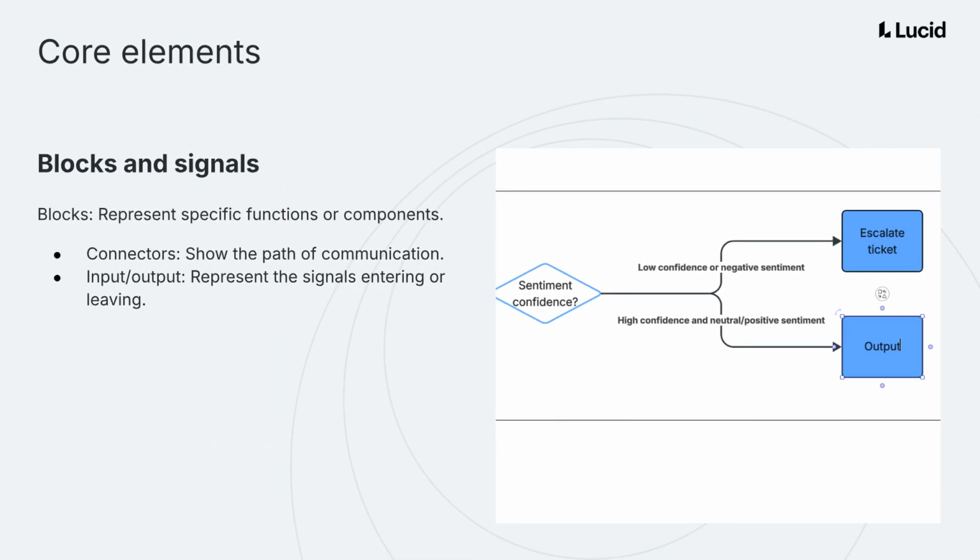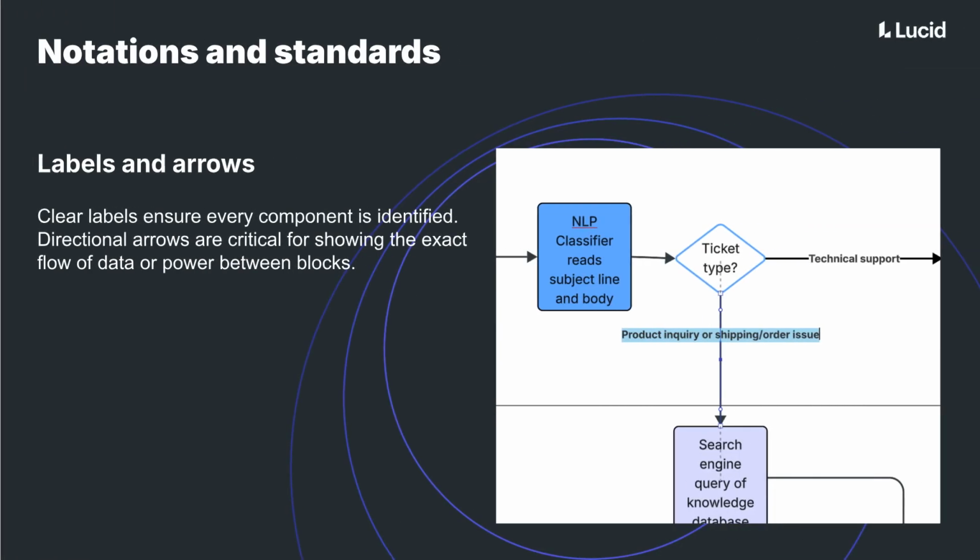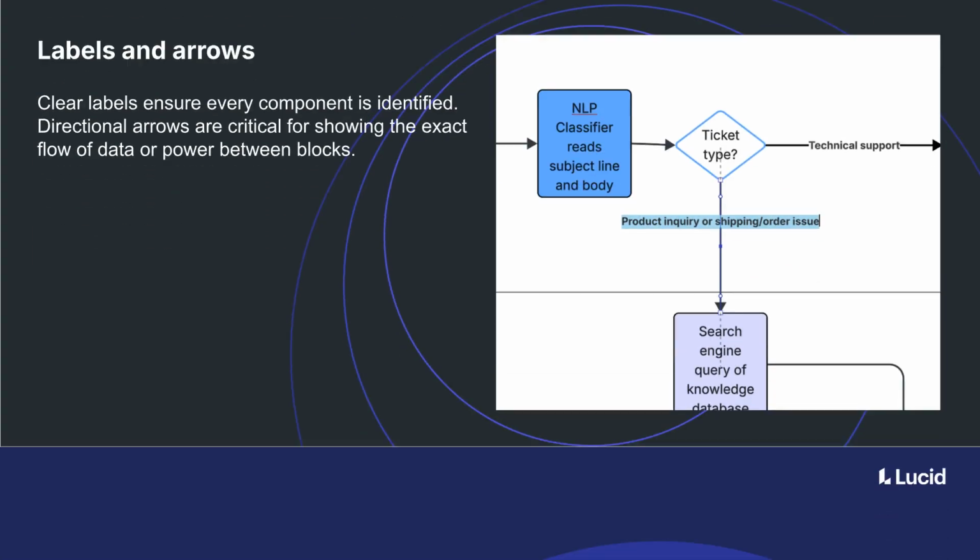The core elements of a block diagram include blocks for components, connectors for communication paths, and input/output signals to show how information moves through the system. We maintain common notations and standards by using labels and directional arrows effectively. This ensures that anyone viewing the diagram understands the exact sequence and flow.